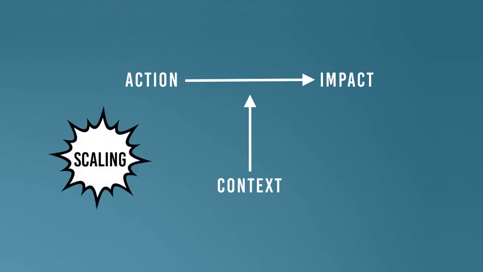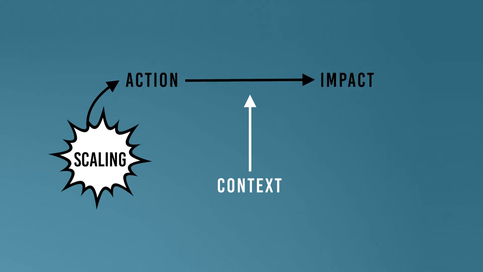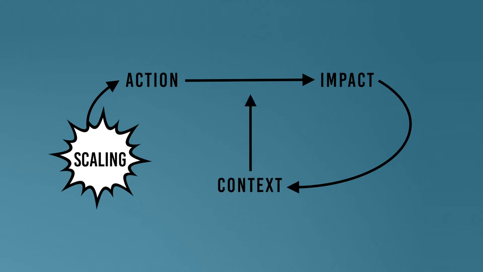Scaling changes all of that. When we scale, we change actions in order to change impacts. This is why we say scaling is an intervention. If scaling is successful, the way it changes impacts has the potential to change the context, making it easier or harder to create impacts. In addition, scaling may have side effects that affect context.